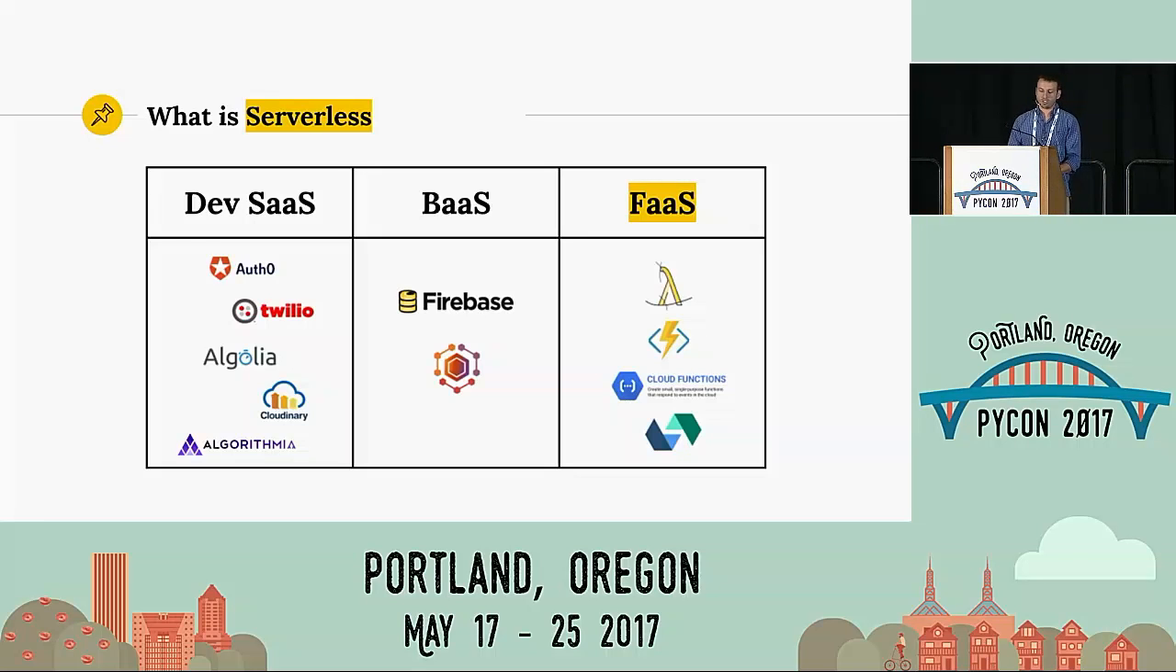The first one, which I call developer SaaS or software as a service, is designated managed services that deal with specific things and are usually provided by third parties. For example, if you need authentication for your app, you can use Auth0, Twilio for SMS sending, Algolia for search, and you get all of these out of the box, so you don't need to implement the backend of them.